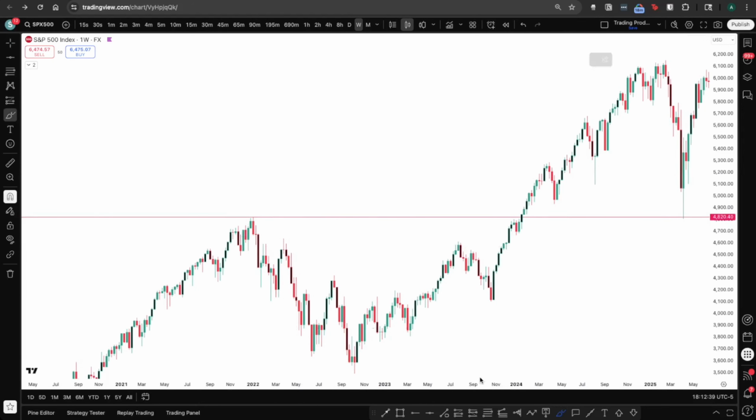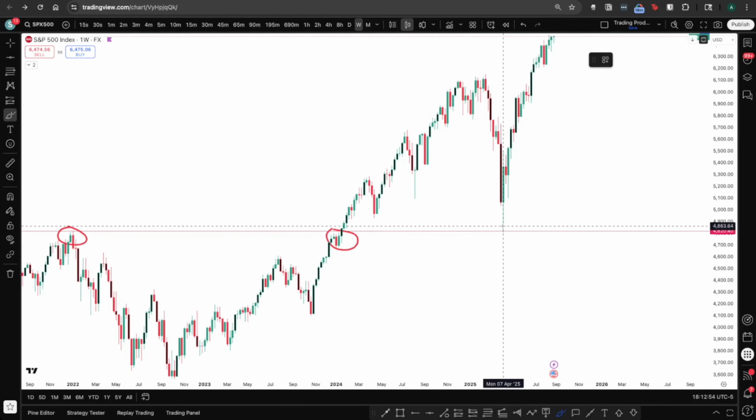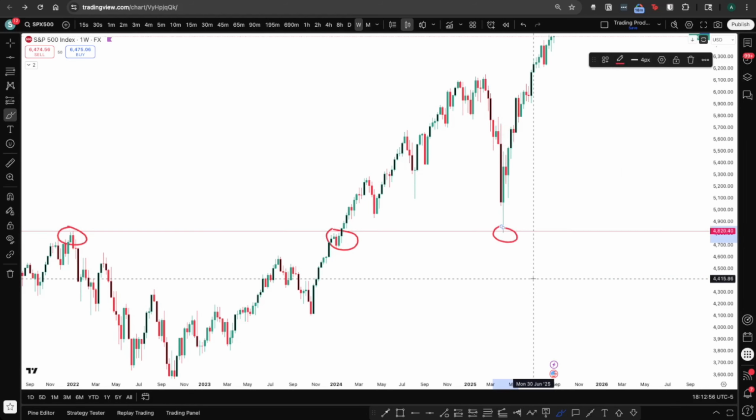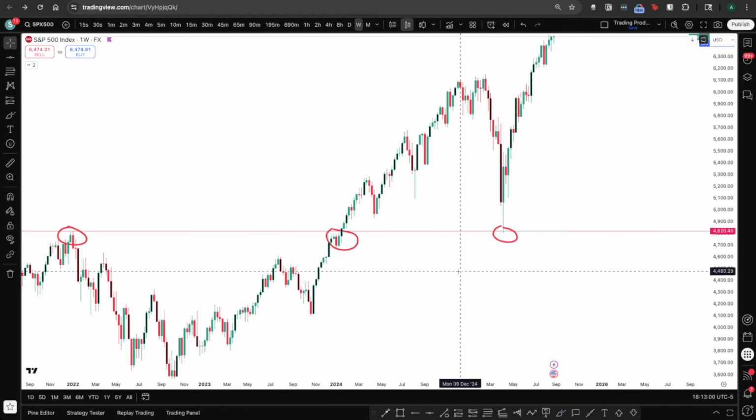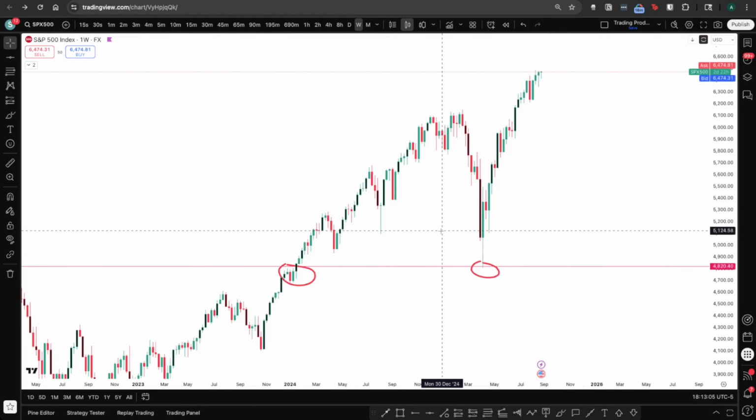So right here we have an area where the key level acted as resistance. Right here, a little bit of resistance. And actually during the 2025 tariff news, we can see that price bounced exactly off this area, almost down to the dollar, down to the penny. All right, so this is starting from the one week time frame.